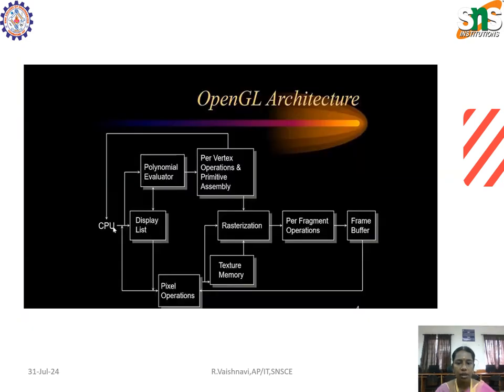Next, here we have the OpenGL architecture. The CPU is connected through the display list, and then it is interconnected with the polynomial evaluator. Here the pixel operation is connected to texture memory and also interconnected with the rasterization, and then followed by this we have fragment operations and then the frame buffer.